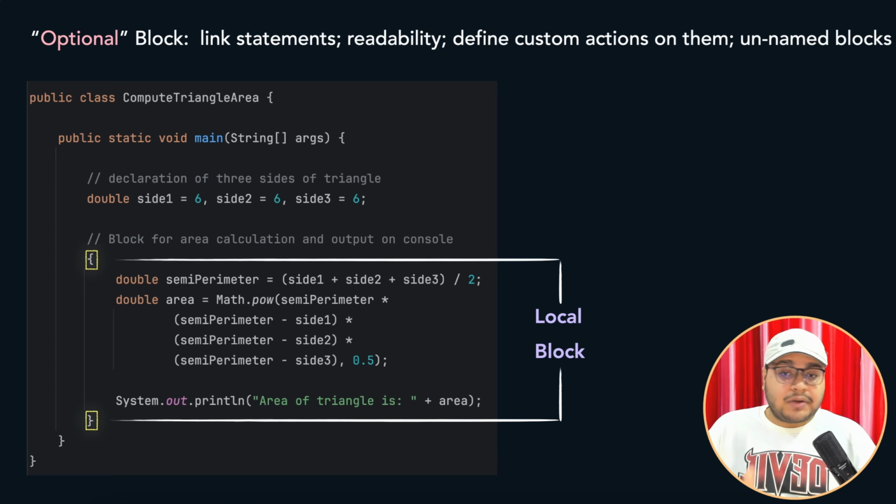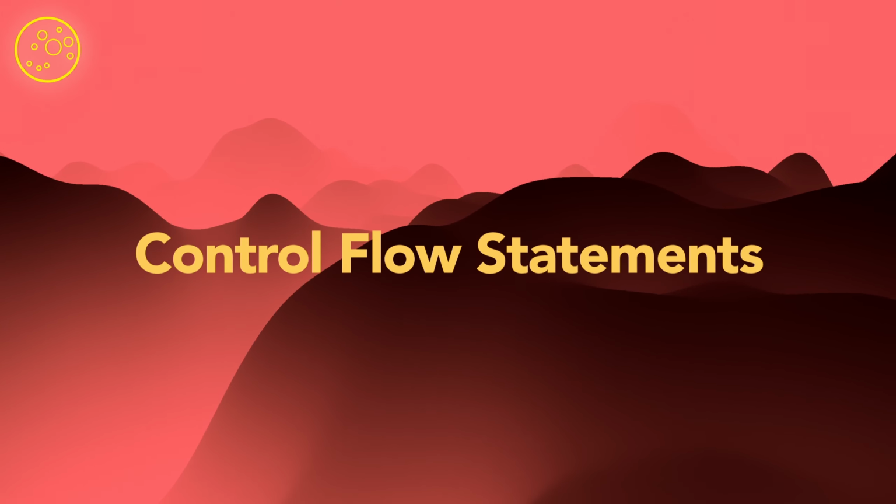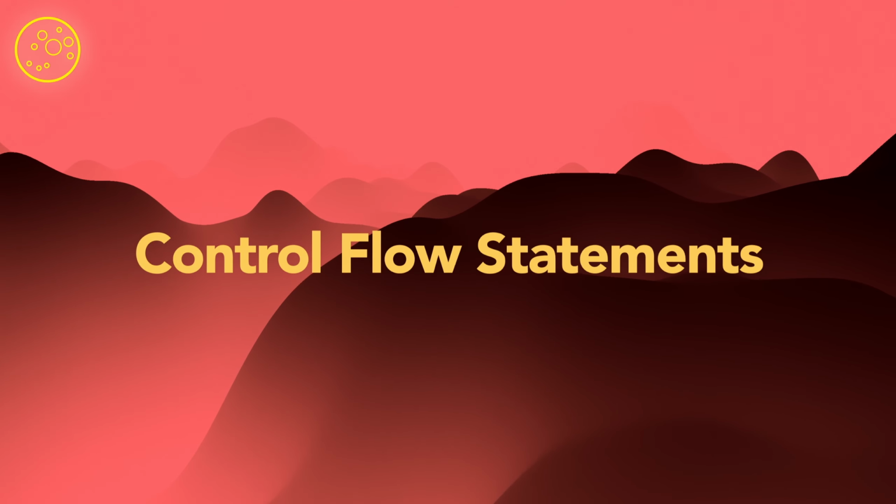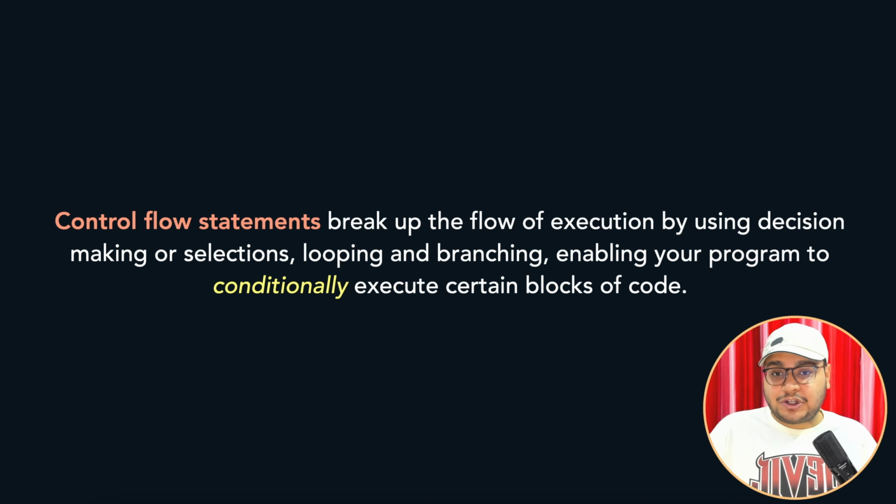In this episode, we will focus on how to conditionally execute your code blocks using the selection statements. Normally, the code in your Java source files is executed in a straightforward top to bottom sequence, just like you're reading a book. Control flow statements allow us to break out of the straight execution flow and dictate how our program should behave under different circumstances by making use of decisions or selection statements, loops, and branching statements on certain blocks of code.